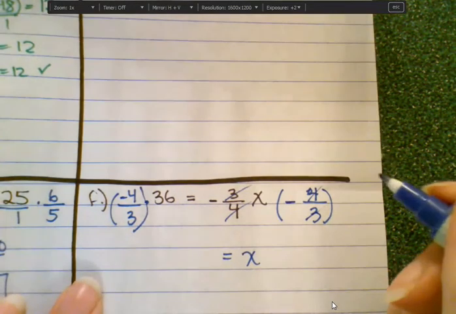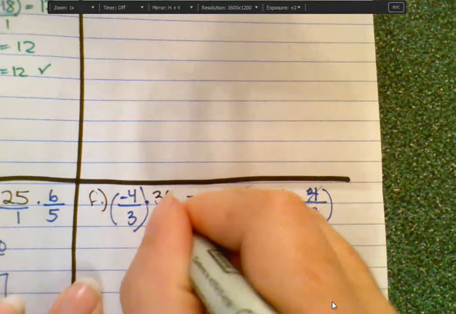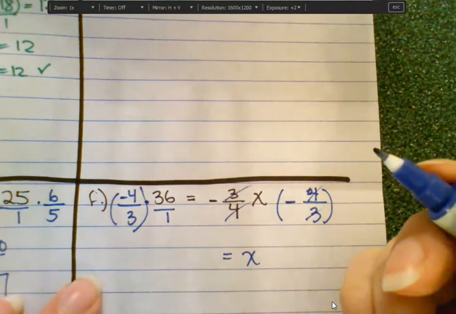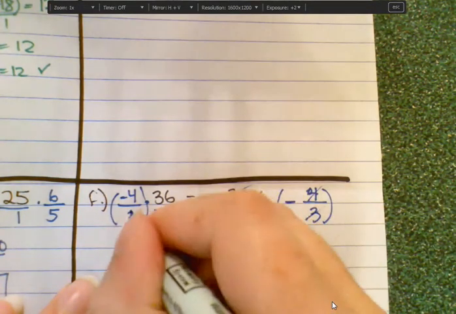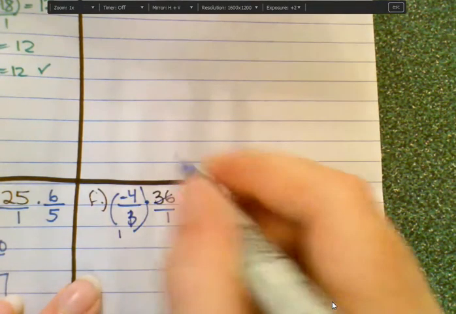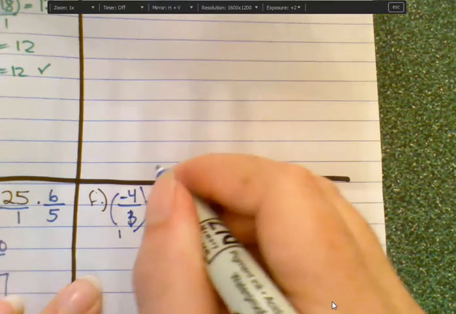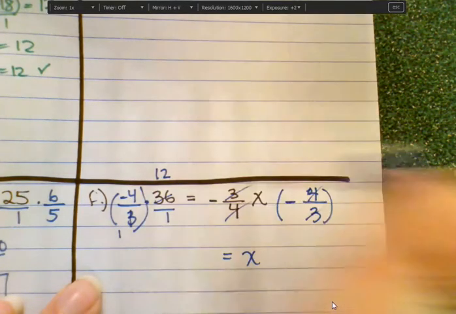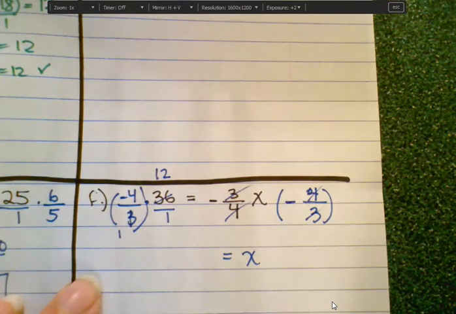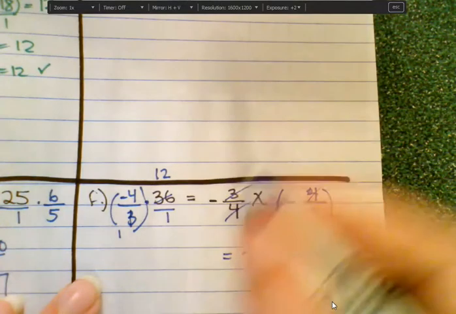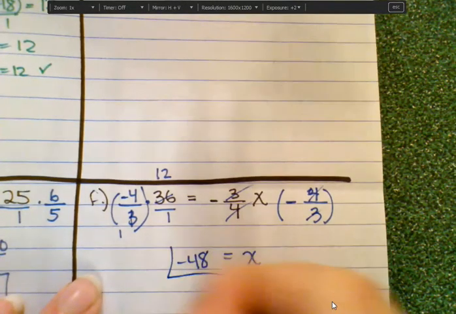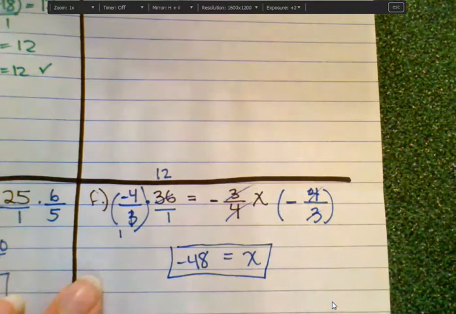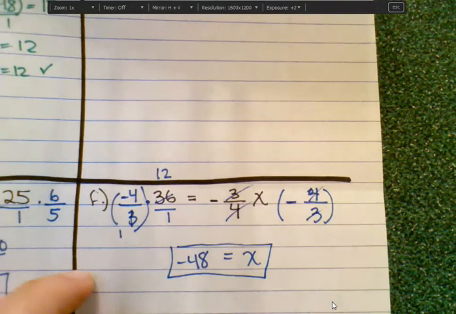Now, if you remember multiplying fractions, some of you might remember how to cancel a little bit, and you can do that. For example, if you realize 3 goes into 3 once, 3 goes into 36 12 times, that's going to make your life a little bit easier. If not, you can just reduce at the end. Negative 4 times 12 is negative 48. You should have shown a check. I'm not going to show it right now for the sake of time, but make sure you have a check on your paper there.